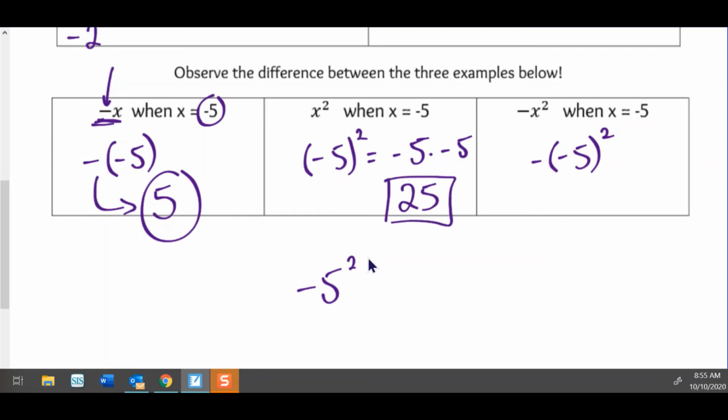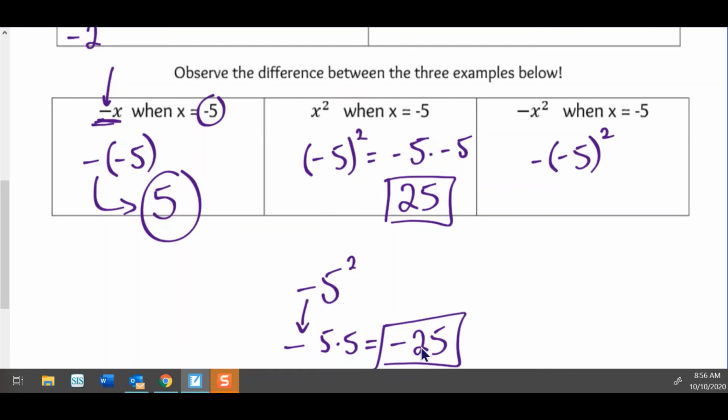That's different from this. This exponent is not including the negative sign. This is just saying square 5. It's saying the opposite of 5 times 5, which is a -25. If there are no parentheses around the number, and there's a negative sign attached to it, that negative sign will always come with the problem to the final answer there.